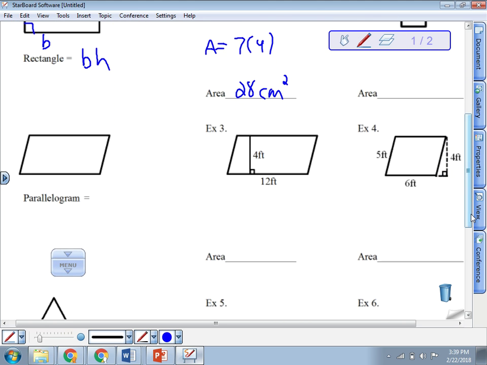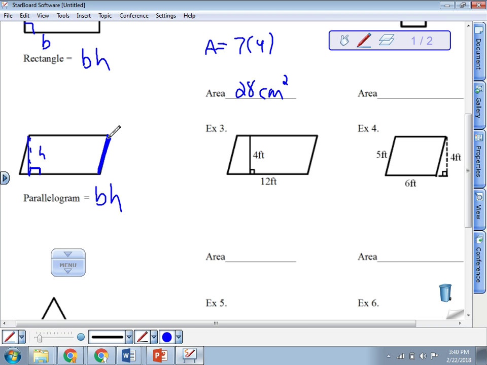Next shape is a parallelogram. Another four-sided figure. Guess what? It's got the exact same formula as a rectangle, but again, base and height have to be perpendicular. So the height needs to have that perpendicular symbol by it, then you'll know it's the height. It's not going to be this slant height here. Be careful of that.